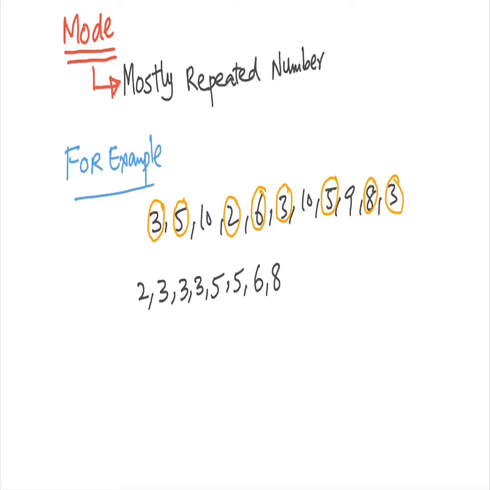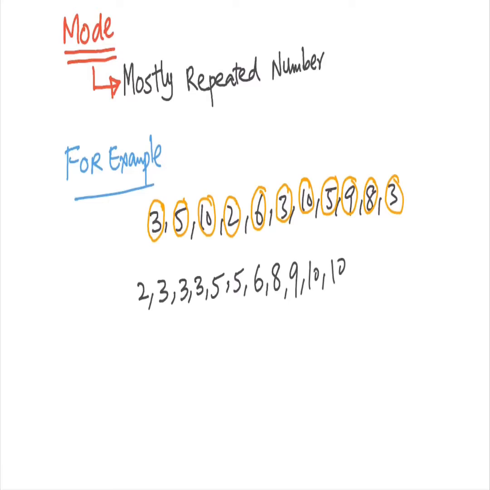Then after 8 is 9. 9 is repeated 1 time, so we have to write down 9 1 time. Then after 9, the number that comes is 10, and 10 is repeated 2 times. So we have to write down 10 2 times.